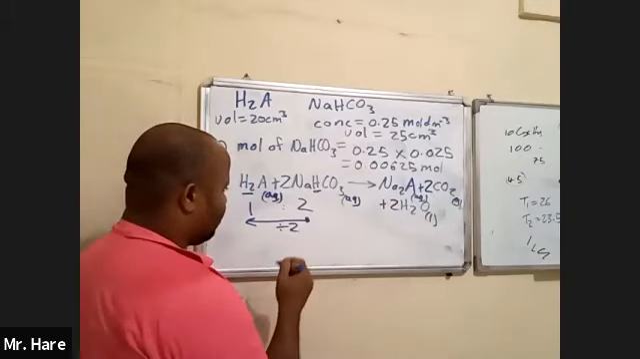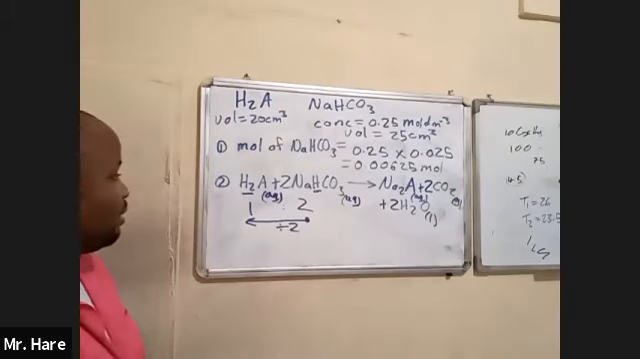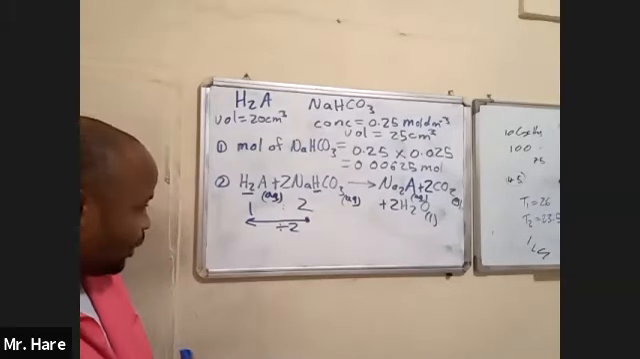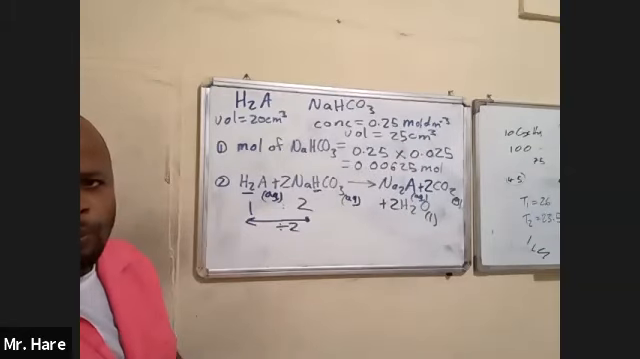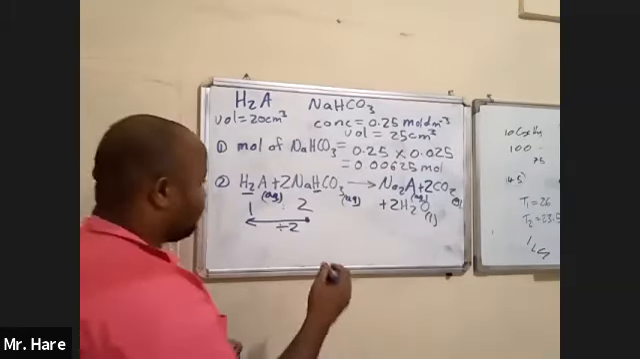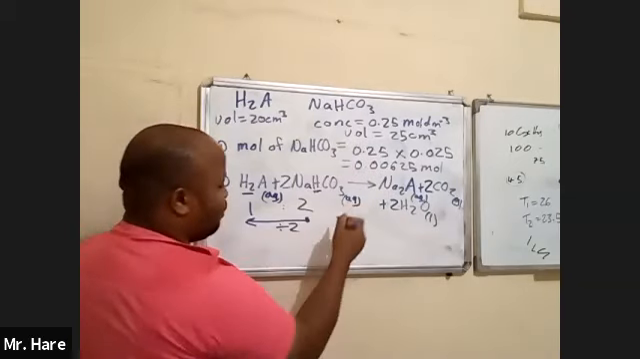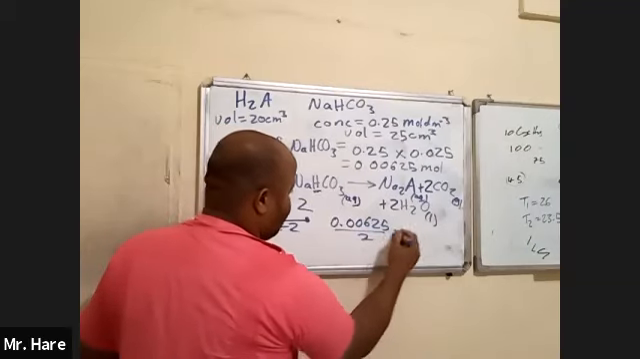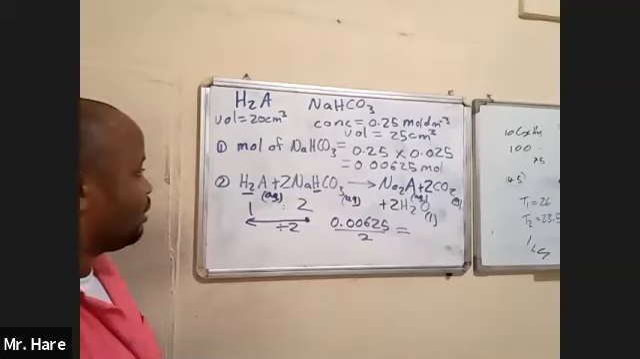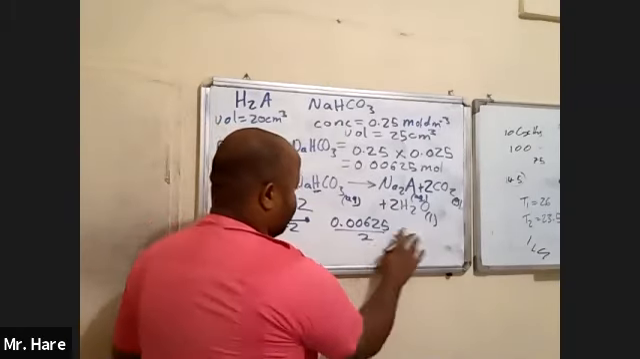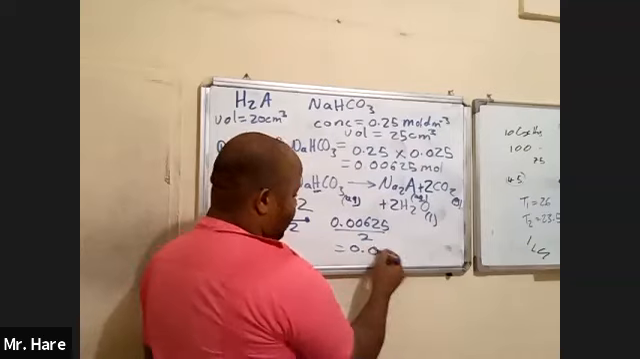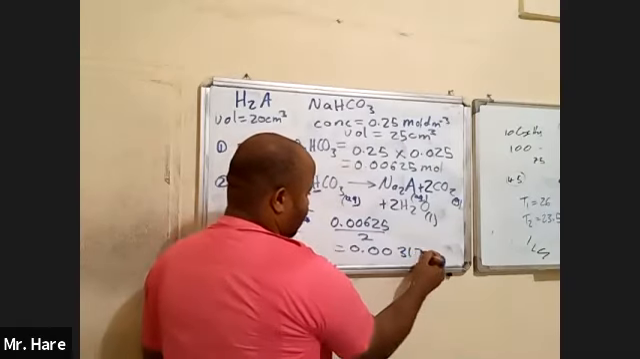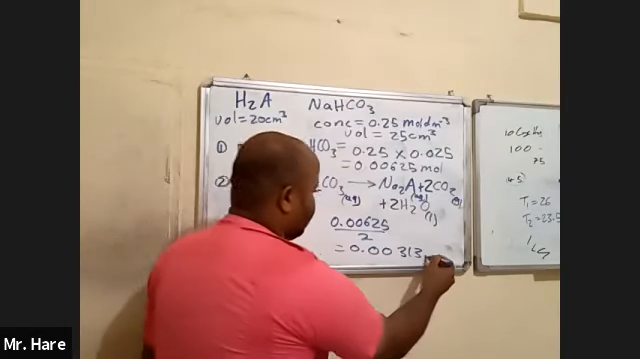The easiest method I use is, for the unknown, write X under the unknown. Whichever is easier for you, just use it, because there is more than one way, all right? So 0.00625 divided by 2, how much would we get? 0.003125.